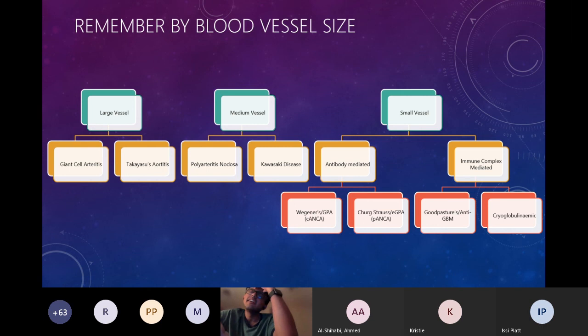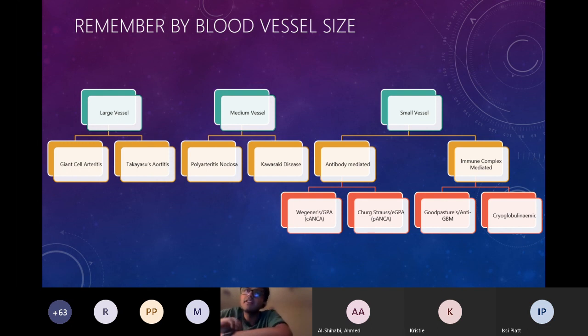Takayasu's is a condition that mainly affects East Asians below the age of 55. They get inflammation of the aorta. It presents with changes in pulses. You don't need to know that much about it. Polyarteritis nodosa can affect anywhere in the body, generally presents with joint pain, and is one of the causes of pancreatitis. Kawasaki disease causes coronary artery aneurysms in babies. You don't really need to know about it for fourth year.